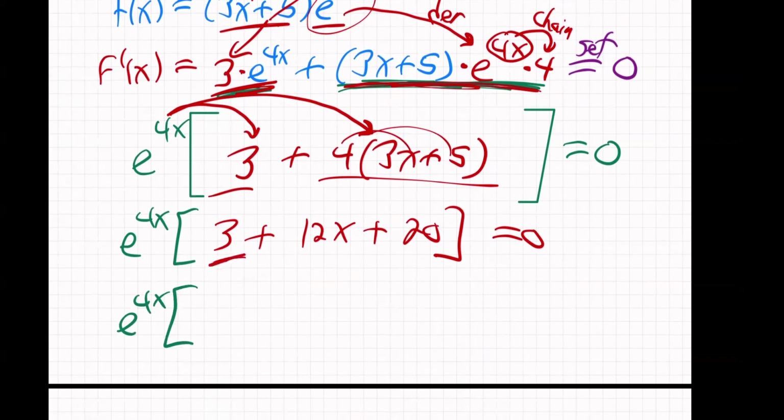What do we got on the inside? 3 and 20. Let's put the 12x plus 23 equals 0. Okay. So we're down to this point, right? We cleaned up that inside.